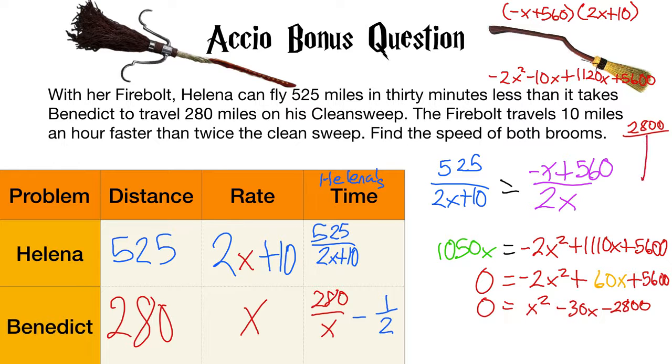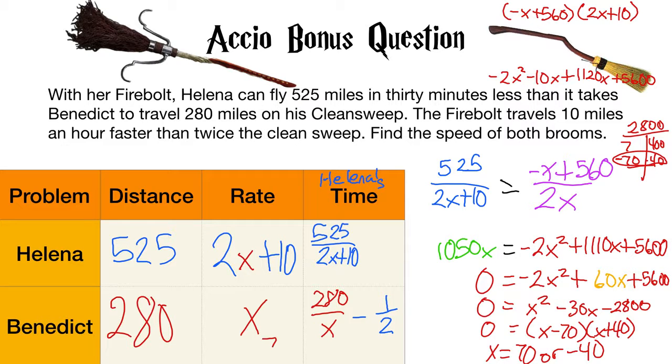So I'm going to start with my multiples of 7 and 4. So like 7 and 400. Nope. 70 and 40. That one works, at which point 70 is the negative, 40 is the positive. X minus 70 times x plus 40. Meaning x is going to either equal 70 or negative 40, which means x is going to equal 70, meaning that is the speed of our Clean Sweep, and the speed of the Firebolt, let's see, 2 times 70 is 140, plus 10 is 150 miles per hour.